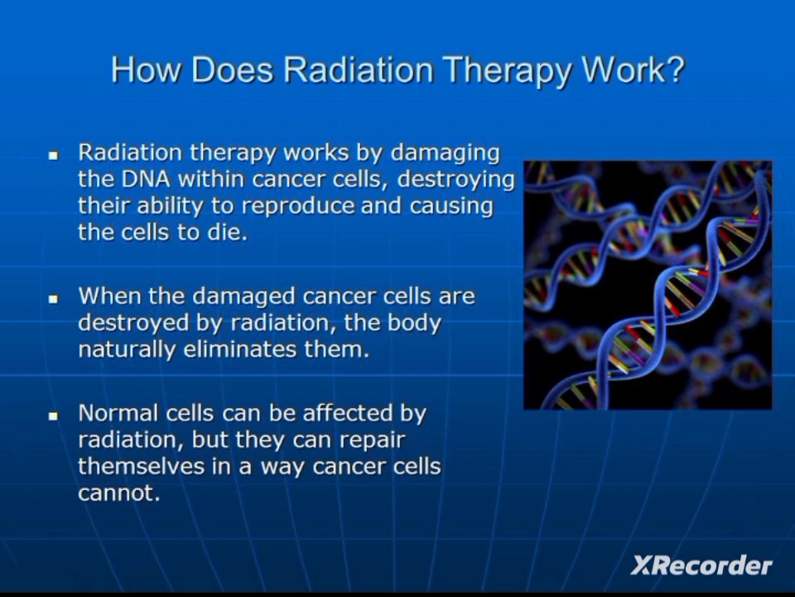When the damaged cancer cells are destroyed by radiation, the body naturally eliminates them. Normal cells can also be affected by radiation, but our normal cells have the ability to repair themselves. So that is why they can be damaged, but they will be repaired by themselves. That's why it will not be that much problematic.